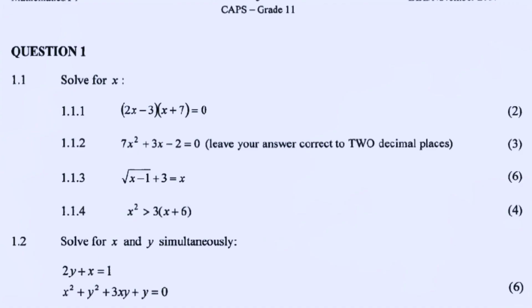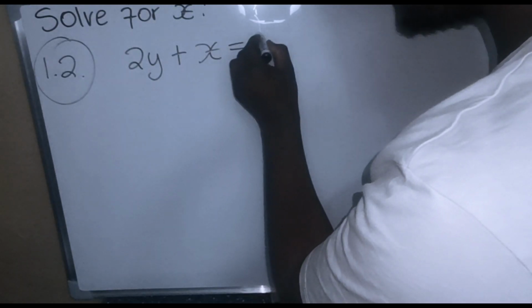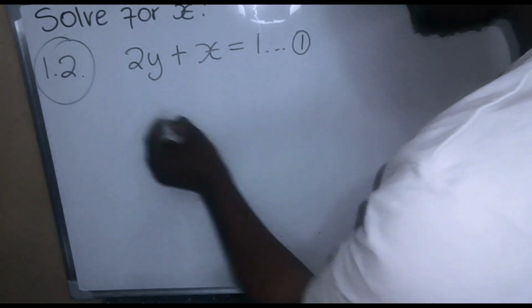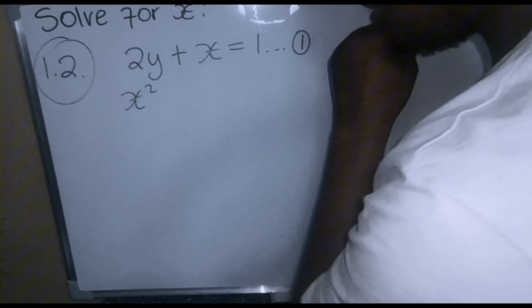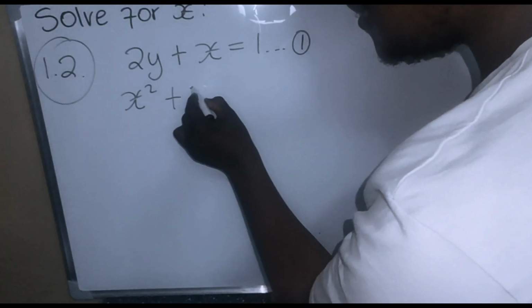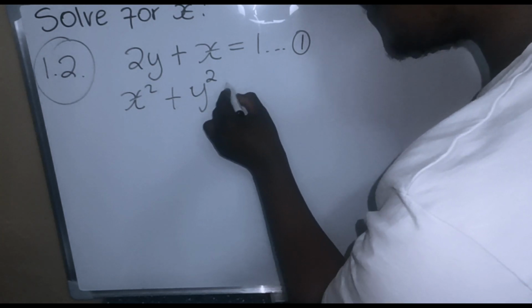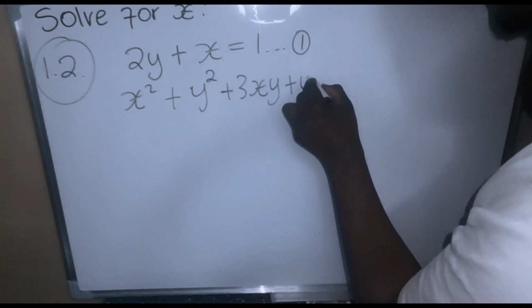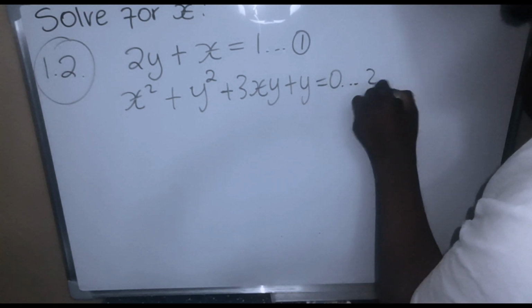1.2 is solve for x and y, simultaneous equation. And here we've got 2y plus x equal to 1. This is our equation number 1 here. And we've got x squared plus y squared plus 3xy plus y equal to 0, our second equation.